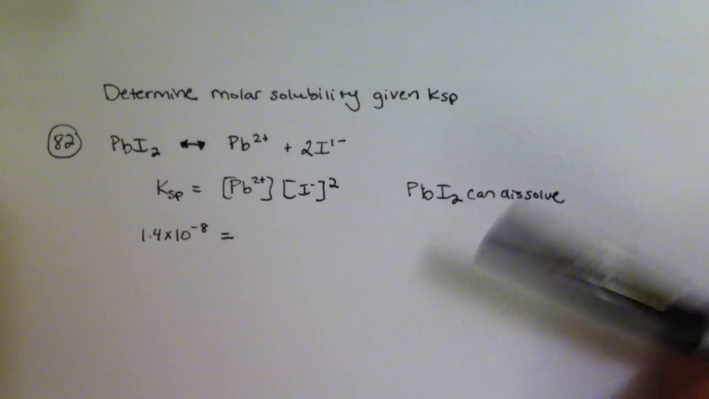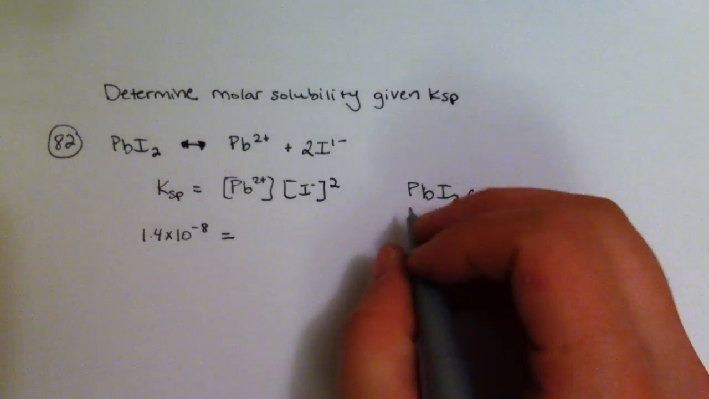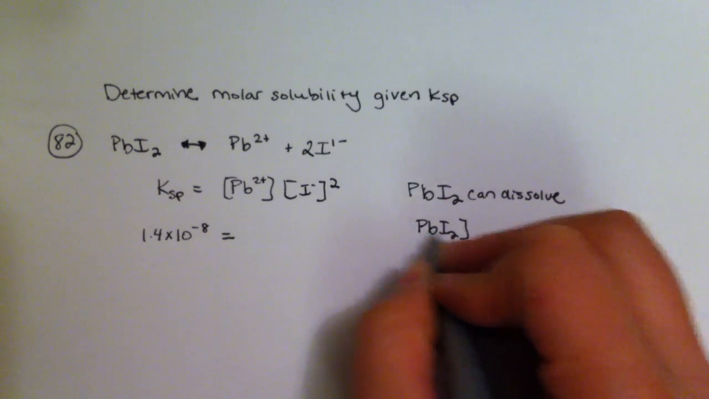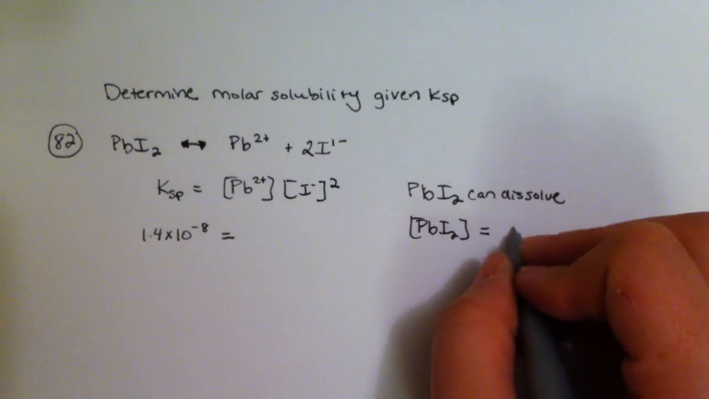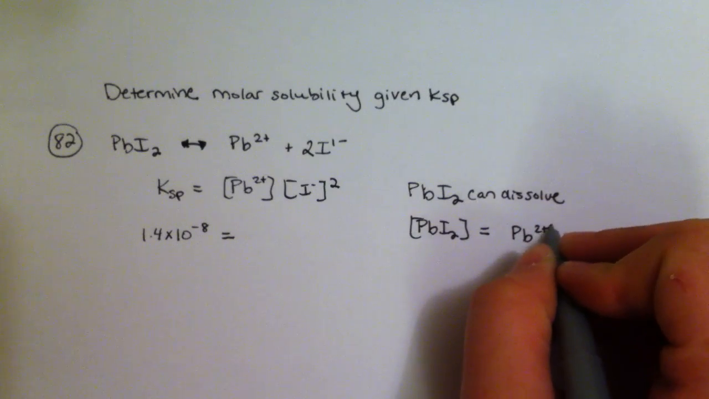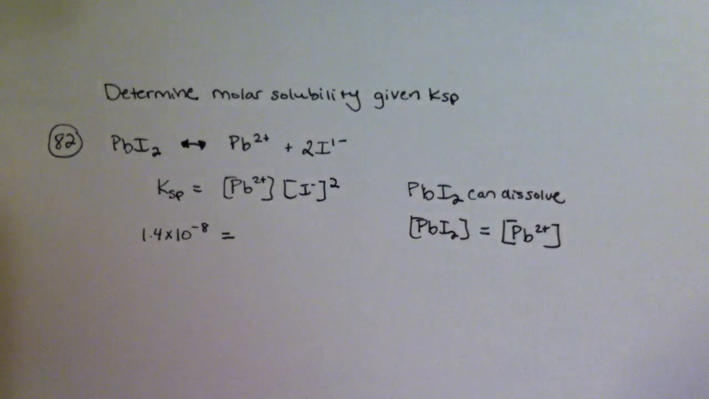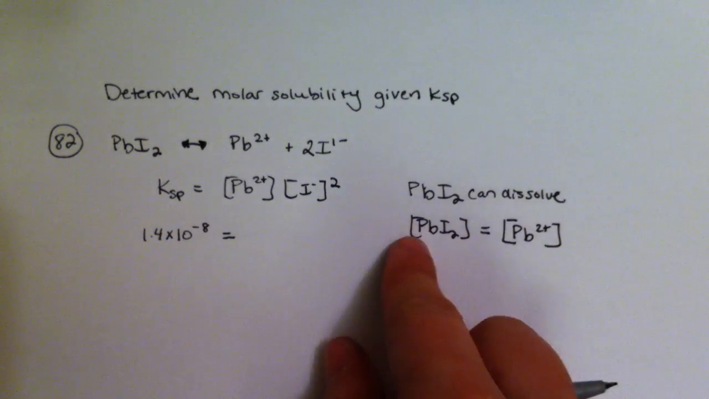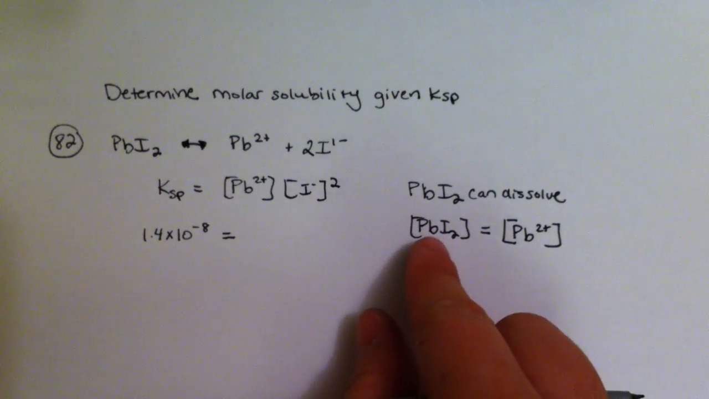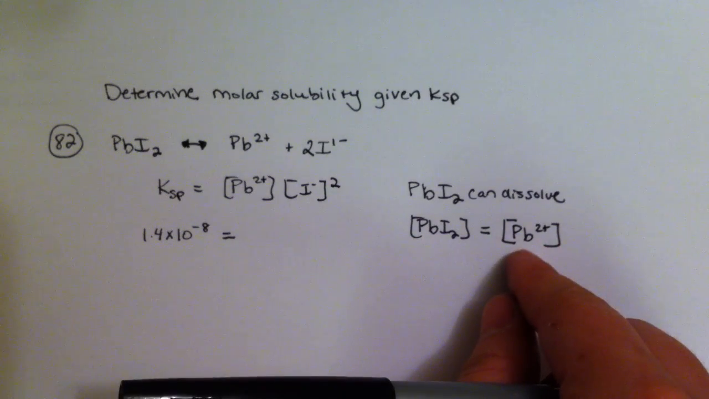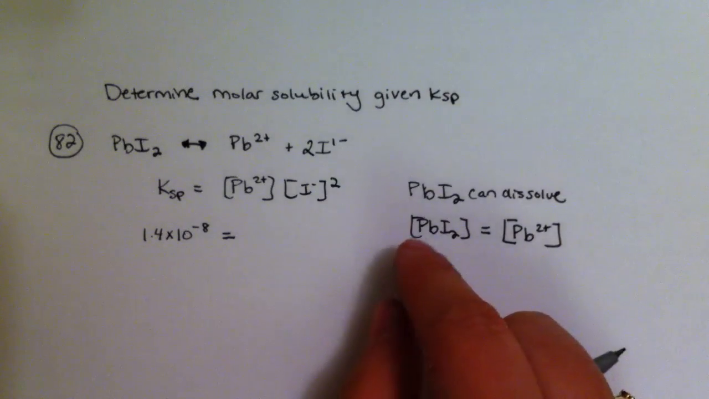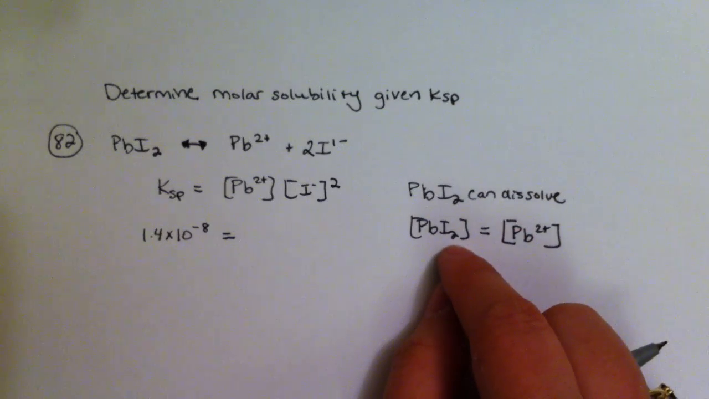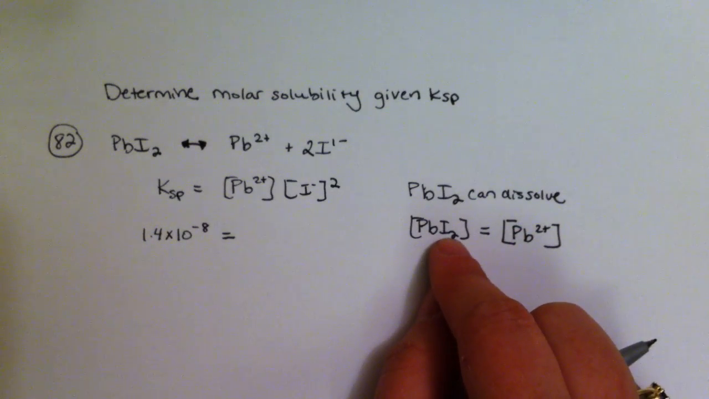Now, we can do this actually very easily, given that we know that the concentration of the PbI2 that dissolves has to be equal to the amount of Pb2 plus that dissolves. I know that because I have 1 Pb in the substance. So if I have 1 mole of this, I'm going to make 1 mole of that in a liter. Okay, if I have 2 moles, it would mean 2 moles of that. Okay, it's going to mean twice as much of the I2.